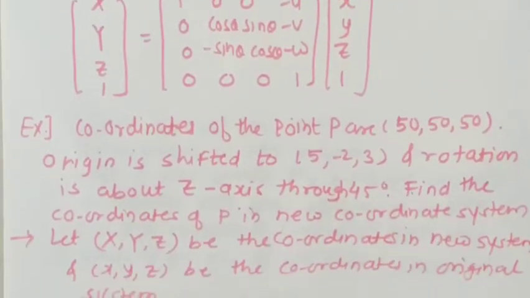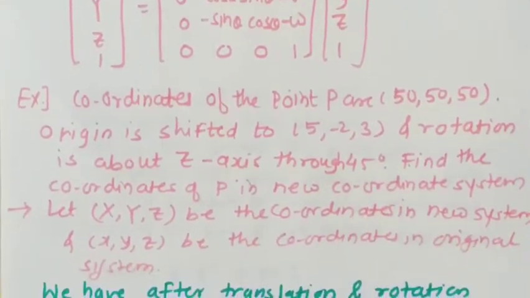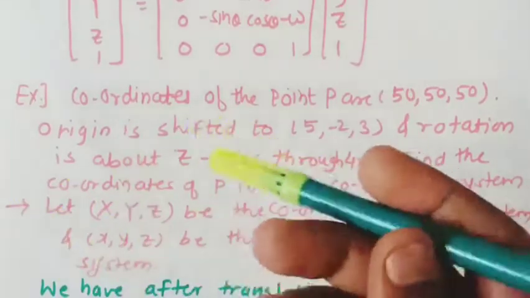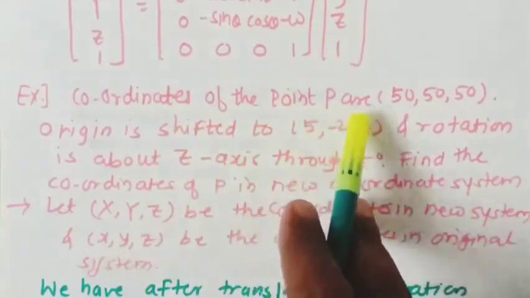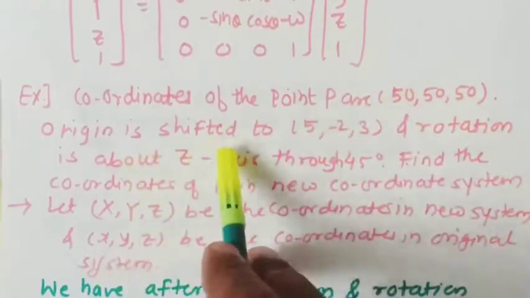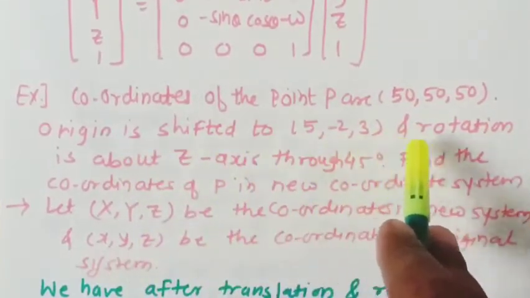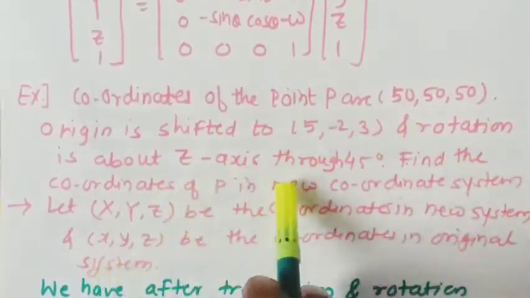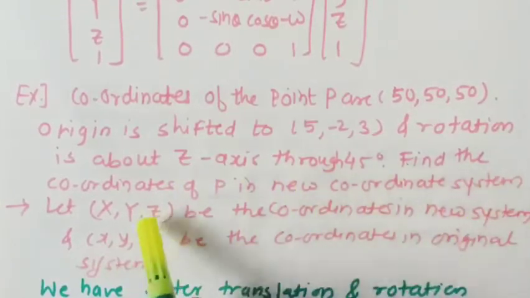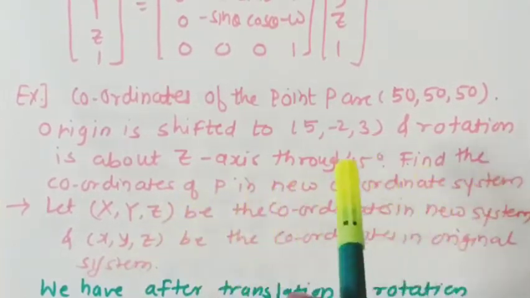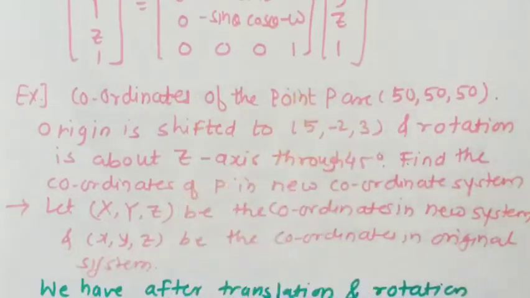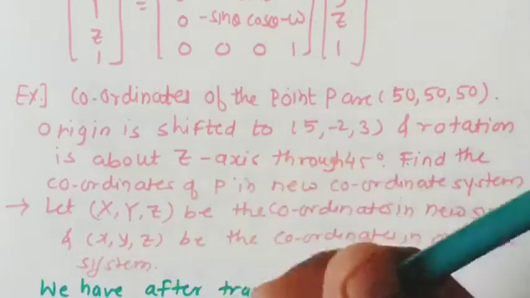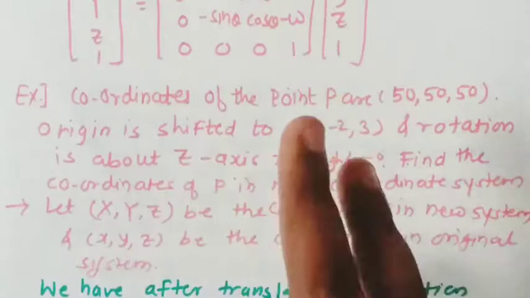Now let us see what type of problems we are going to have in this particular topic. Coordinates of the point P are 5, 5, 5. Origin is shifted to the point 5, minus 2, 3, and rotation is about the z-axis through an angle 45 degree. Find the coordinates of the point P in the new coordinate system. So here we are shifting the origin and we are giving rotation also, which means it is a problem of translation and rotation.